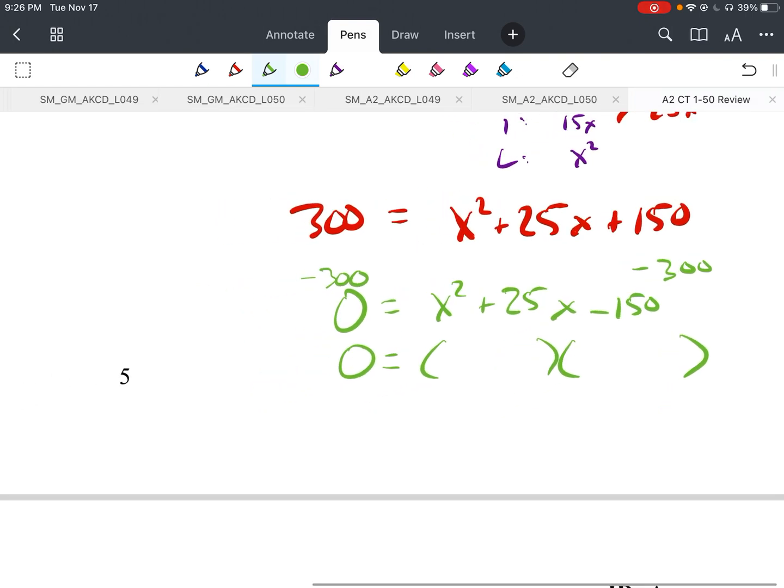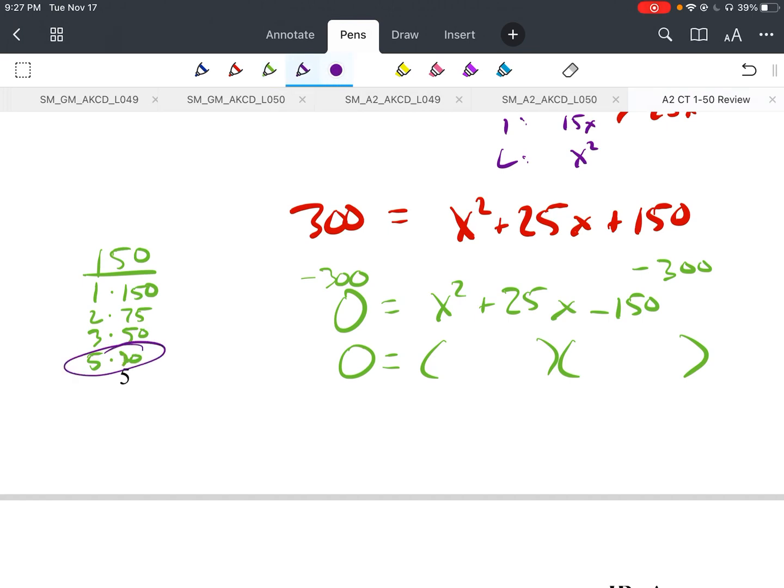Things that make 150 have a difference of 25. Well, if you ever get stuck, like I just did, just write all your factors down. 150: 2 times 75, 3 times 50. 4 does not go, right? No, 4 doesn't go. 5 does. 5 times 30. Oh, I found my pair. 5 and 30 have a difference of 25, so this is my pair.